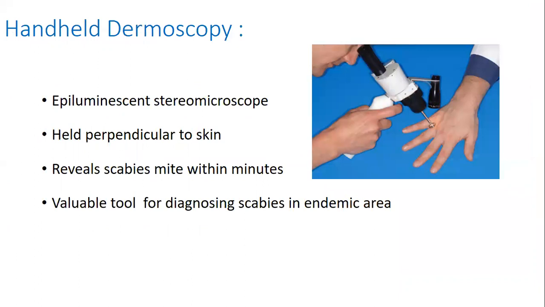Then handheld dermoscopy. It is also called scabioscopy. So epiluminescent stereo microscope. The instrument is held perpendicular to the skin. It reveals the scabies mites within minutes. It is a valuable tool for diagnosing scabies in endemic areas.